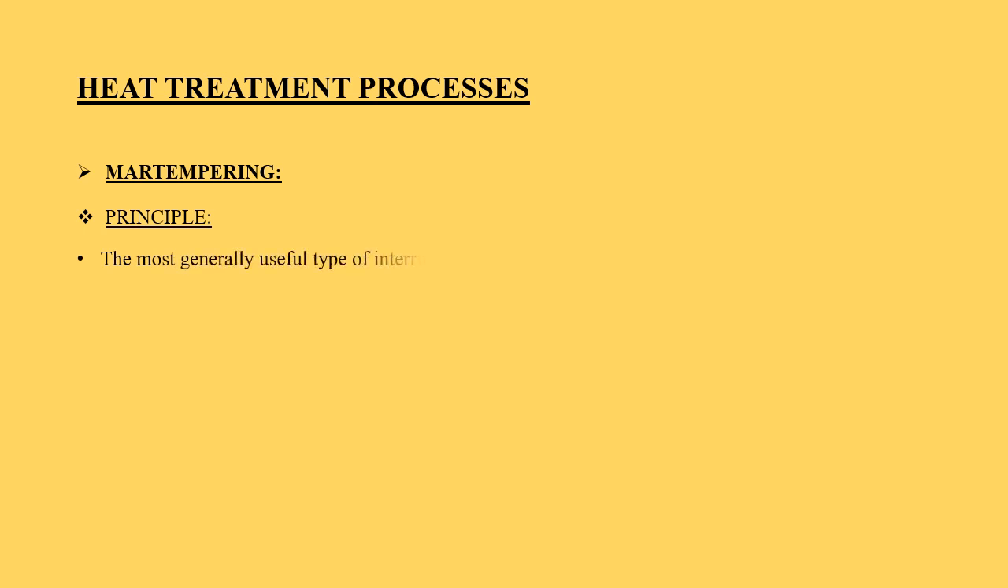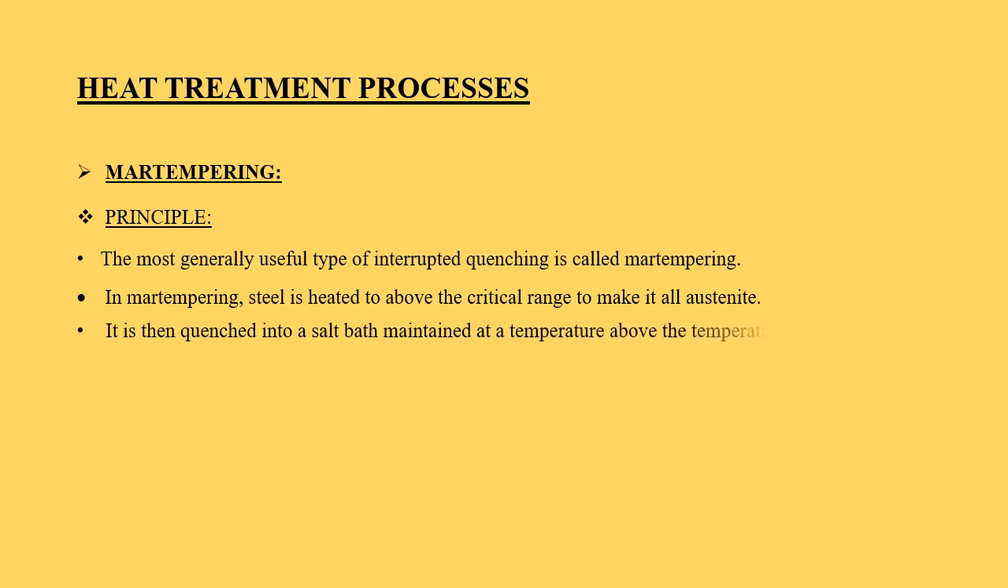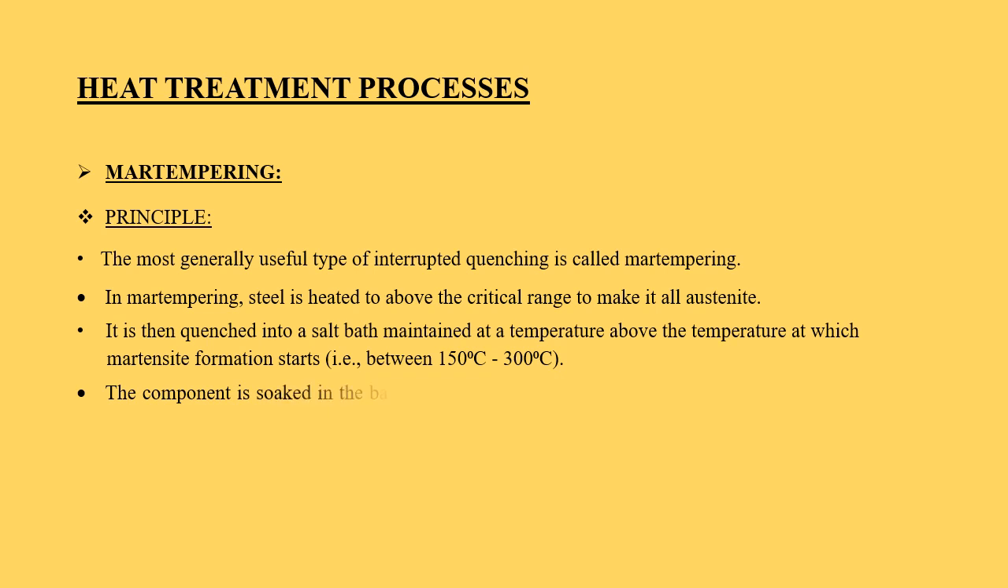Generally, the most useful type of interrupted quenching is martempering. In this process, the steel is heated above the critical range to make it all austenite. Then it is quenched into a salt bath maintained at a temperature above the temperature at which martensite formation starts. The temperature range is between 150 degrees centigrade and 300 degrees centigrade. Then the component is soaked in the bath until its temperature comes down to the bath temperature.